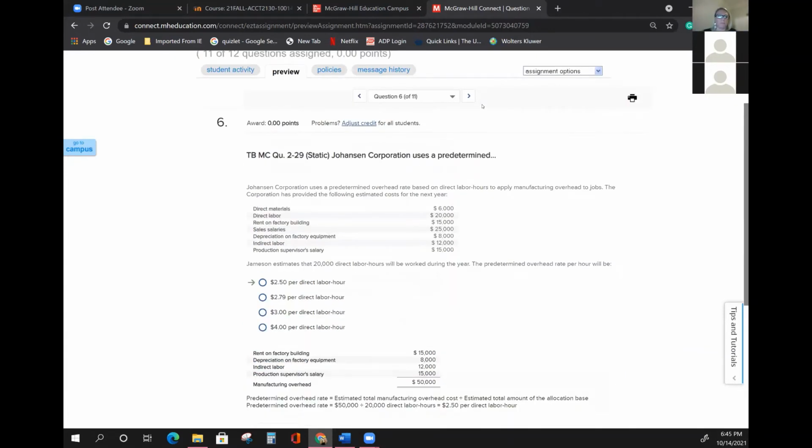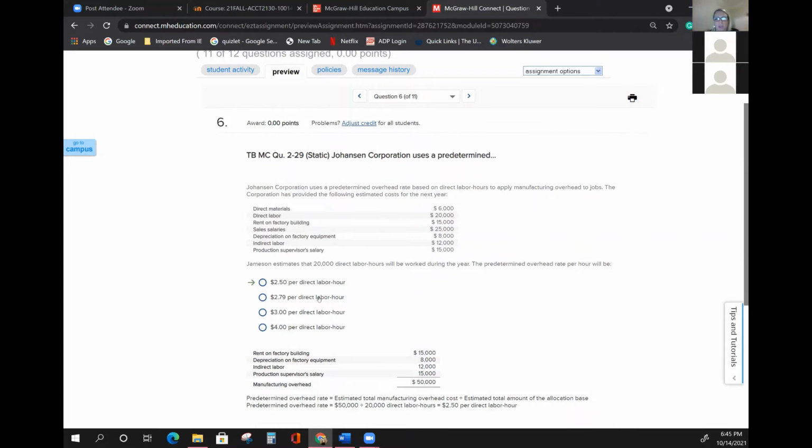Do you have any questions on that one? So expenses are expenses plus labor plus material. You only want to grab what is related to the factory itself, because it says things like rent on factory building. So the rent on the factory building, depreciation on the factory equipment, and then the supervisor, who is the production supervisor. He's down on the production floor in the plant, so you want to grab him, and then you also need to pull in your indirect labor. So that's what goes into the manufacturing overhead.